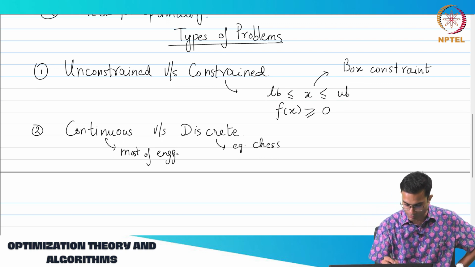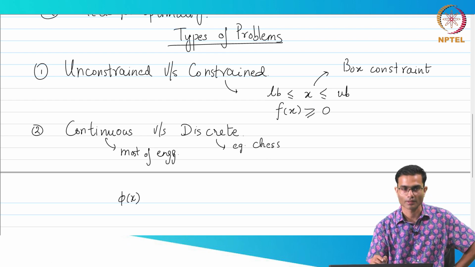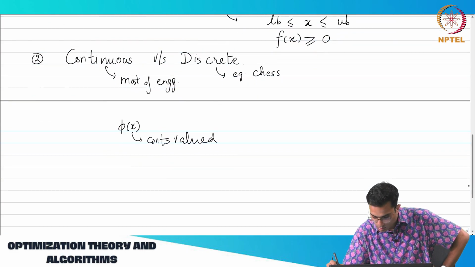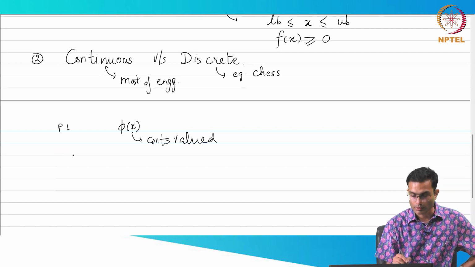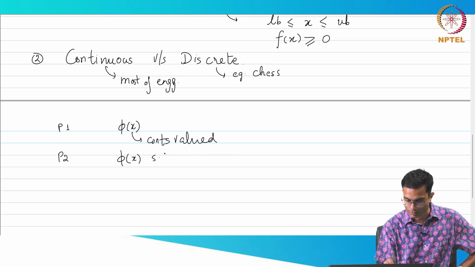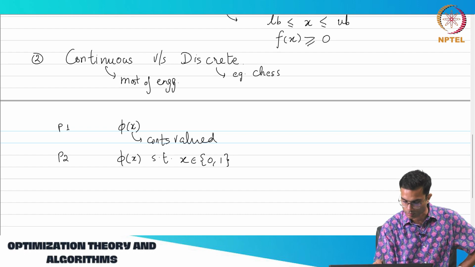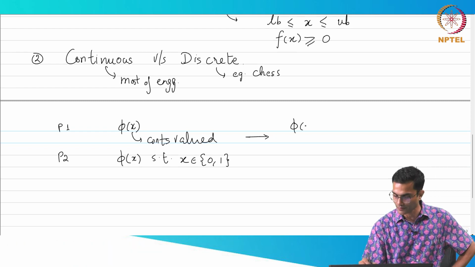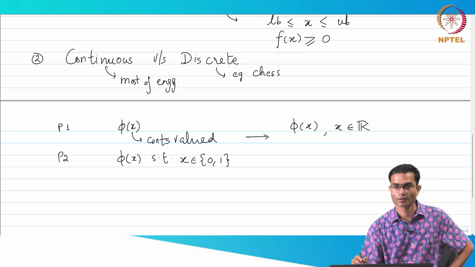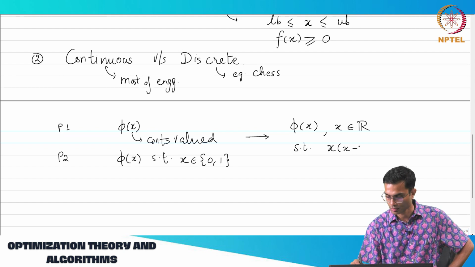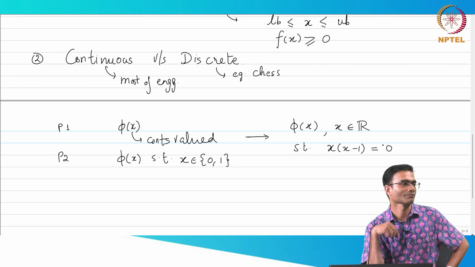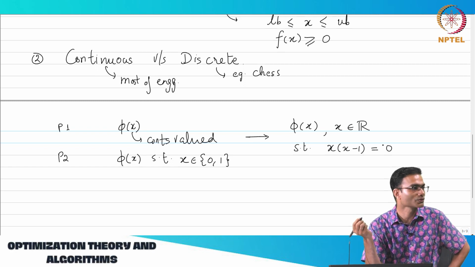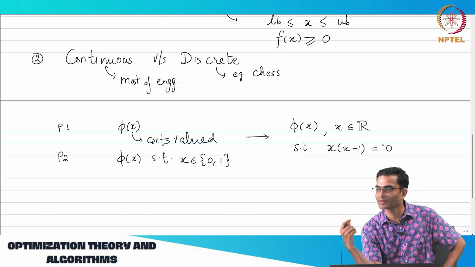So let me give you a very simple example. Suppose my objective function is phi of x and x is continuous valued. This is problem 1. Now problem 2 is phi of x such that x belongs to 0 or 1. So what I can do is take problem 1 and add a constraint to it. So I say phi of x, x belongs to real numbers, such that, here is my trick. The constraint will be satisfied only at 0 or 1. So I'm kind of tricking my continuous optimization problem into solving a discrete optimization problem.